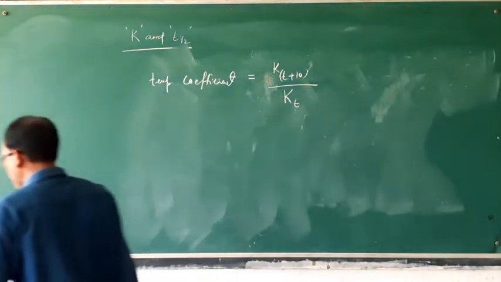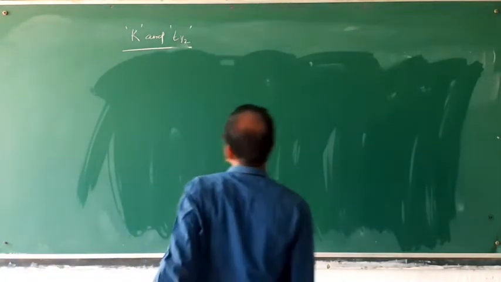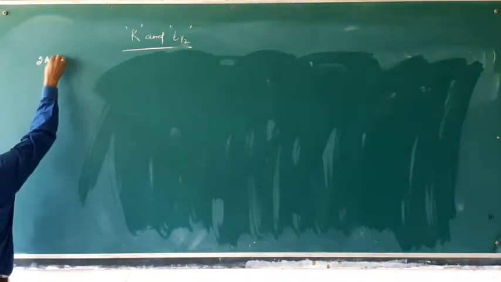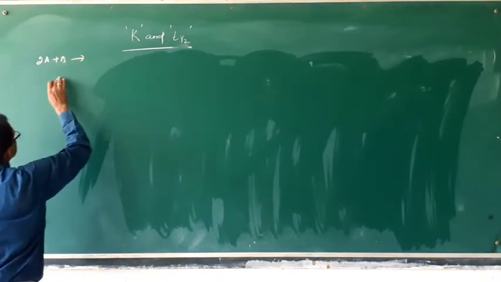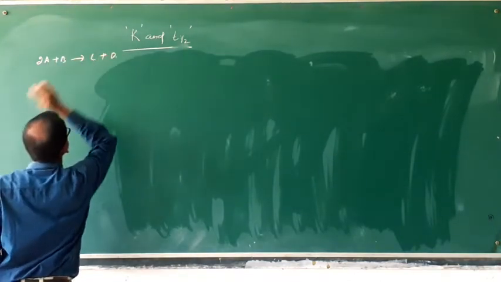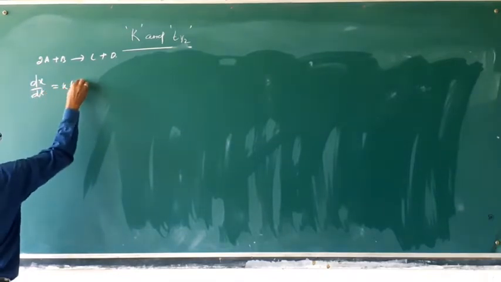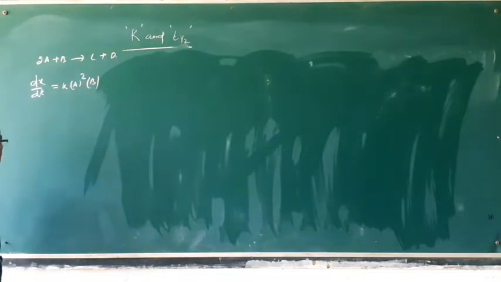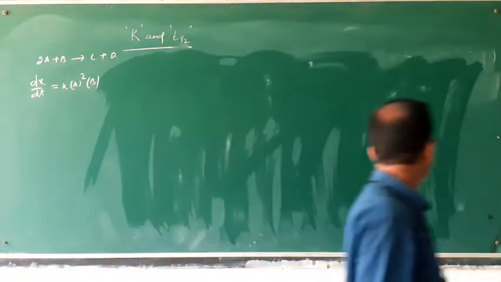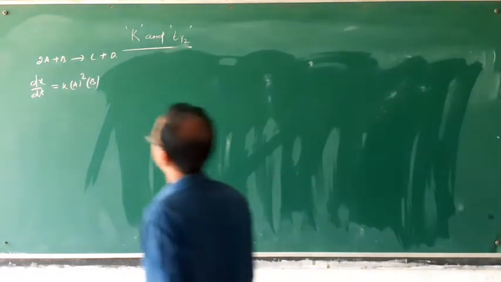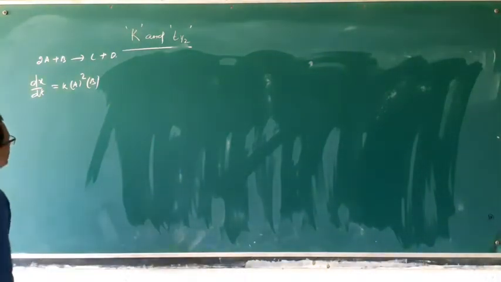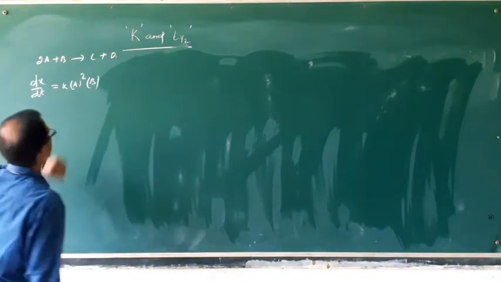Now let us discuss some problems regarding these expressions. Suppose a reaction of the type 2A changes to B, producing C plus D. Suppose the rate law is K A to the power 2 into B. Rate law is dx by dt equals K A square into B. So this is the rate law.